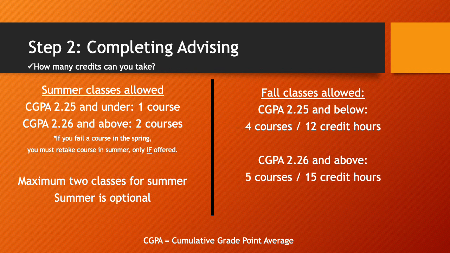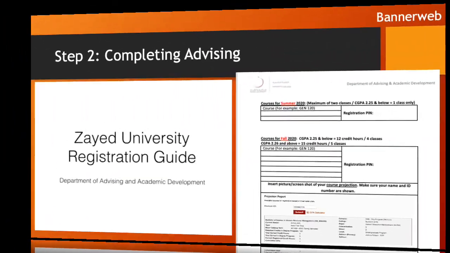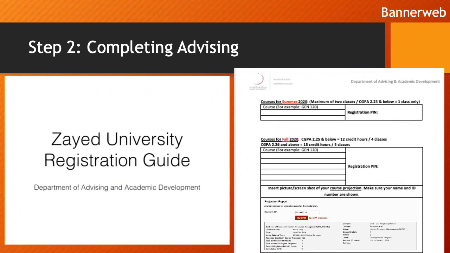Please note that you should retake courses the following semester after you have received a failing grade, a W, or a WF. Now that you know how many courses you can take, you will need to learn how to look up the course availability on Banner. This can be done without a pin and is easily accessed.